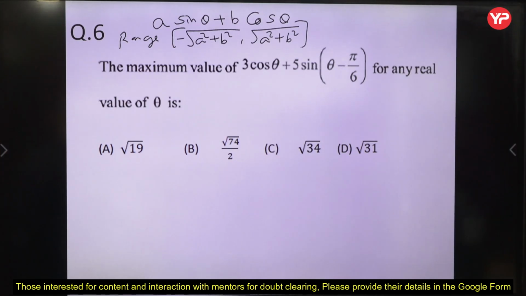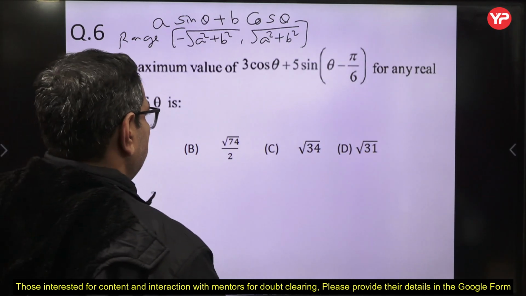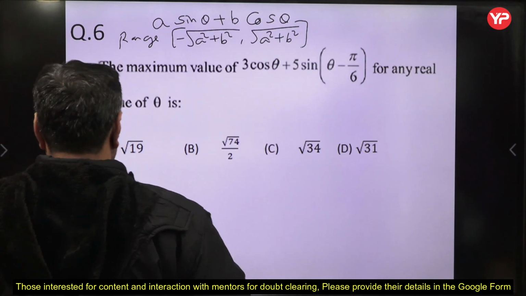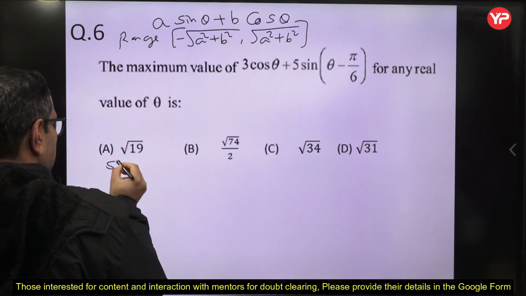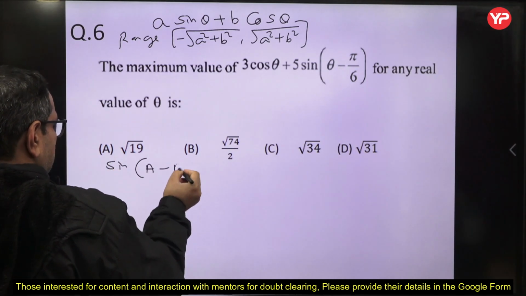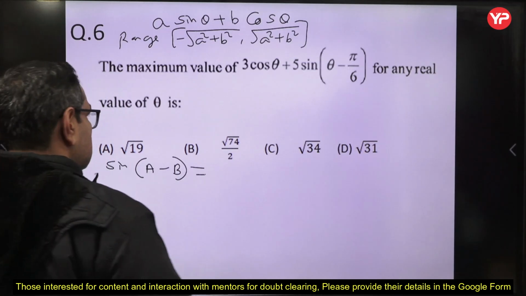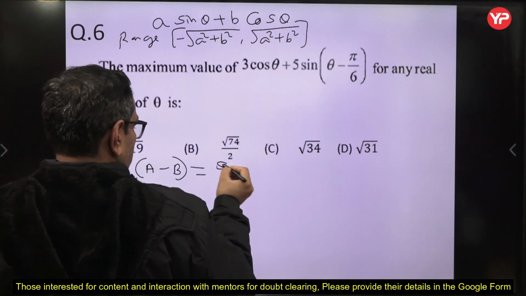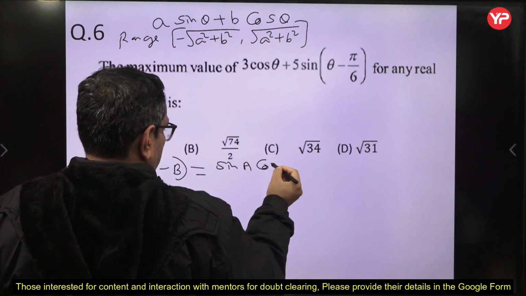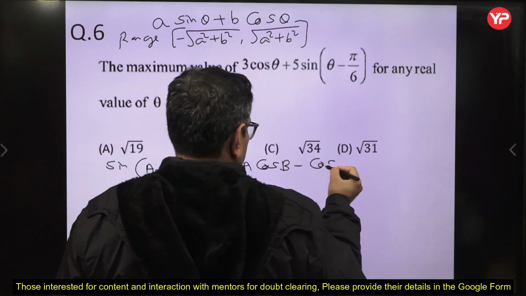ये पॉइंट आपको याद रखना है, तो आपको हेल्प करेगा, राइट. Maximum value of this function is root a square plus b square and minimum is minus root a square plus b square. Now here we know that sin(a minus b), this is a trigonometric identity. Sin(a minus b) is sin a cos b minus cos a sin b, we all know that.